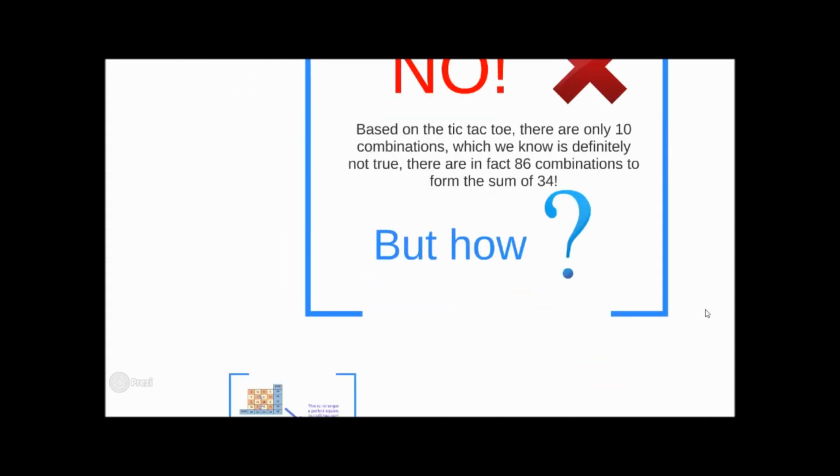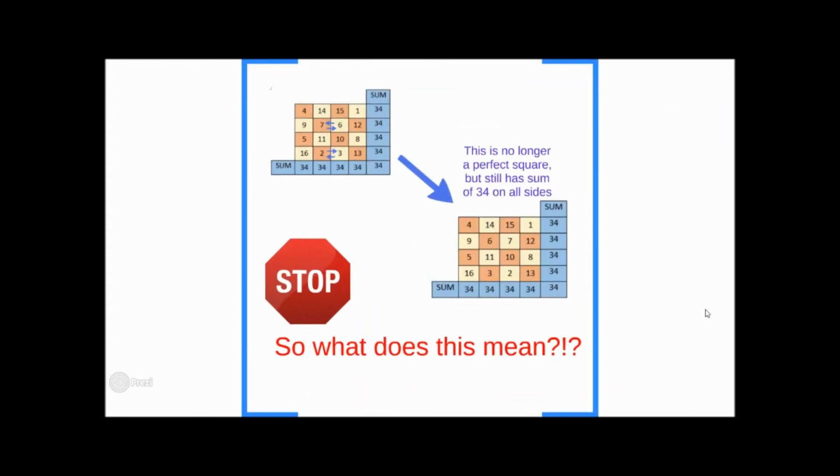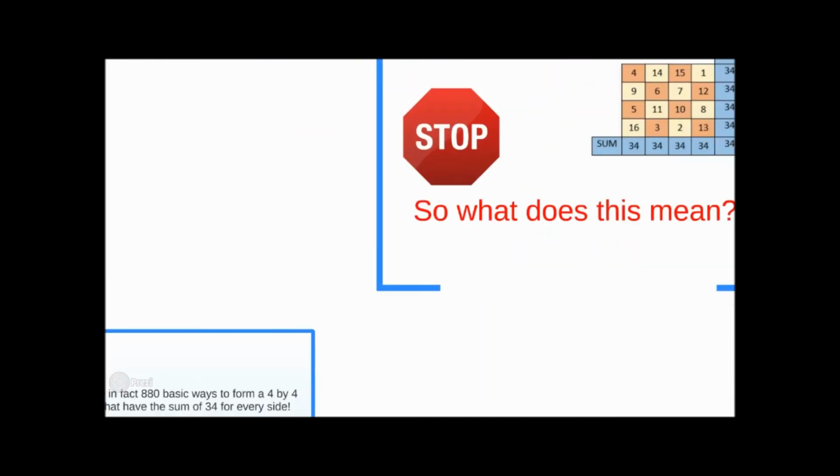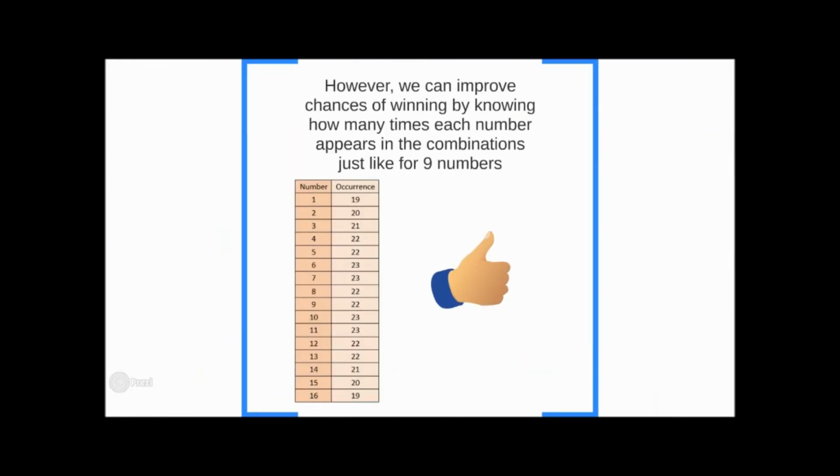But how is this possible? Well, this is one of the examples that you can see. Just by swapping 4 numbers, we can get the square that has the sum of 34 on each side. So what does this actually mean? Well, in fact, there are actually 880 basic ways to form a 4x4 square that has the sum of 34 on every side. Therefore, we can conclude that this solution can no longer be used for 4x4 square. However, we can still improve our chances of winning by knowing how many times each number appears in the combination, just like for the 9 numbers.